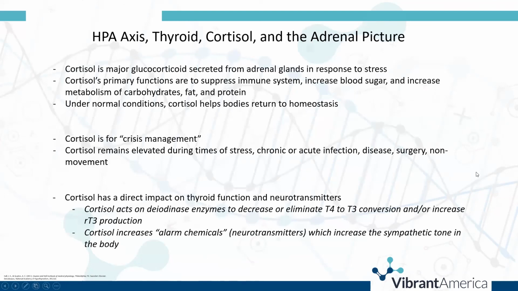High levels of cortisol are going to decrease thyroid function by decreasing the conversion of T4 to T3 by impairing deiodinase enzymes. It can also increase reverse T3 production by acting on different deiodinase enzymes. And although that reverse T3, we already talked about it, it is biologically inactive, but it screws up that negative feedback loop to the anterior pituitary.